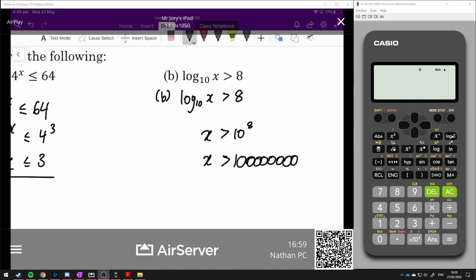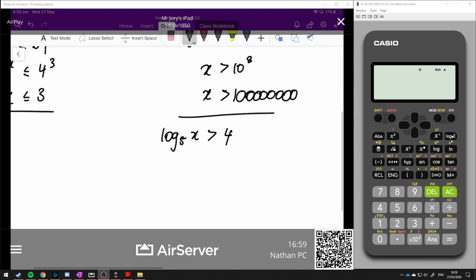And that's pretty much it. That's how you solve them all. Let's say, though, you had log base 5 of x is greater than 4. Then the way you'd do this one is you'd say, well, x must be greater than or equal to 5 to the power of 4. And that's all it is. So 5, 25, 125, so it's 625. So x has to be greater than or equal to 625.